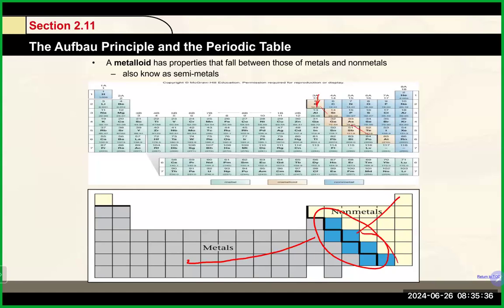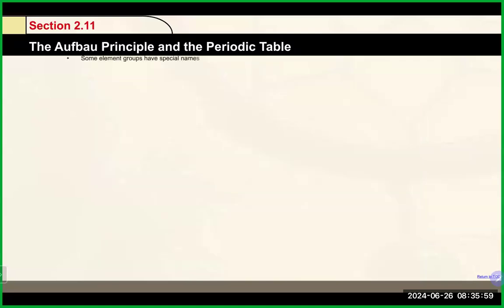The same element will have some properties that are very much like what you see in metals, and that same element will have some properties that you see in nonmetals, which makes sense in terms of their location, the bridge between metals and nonmetals. These have properties that fall on both sides, like some semiconductors. So that's what our semi-metals or metalloids are.